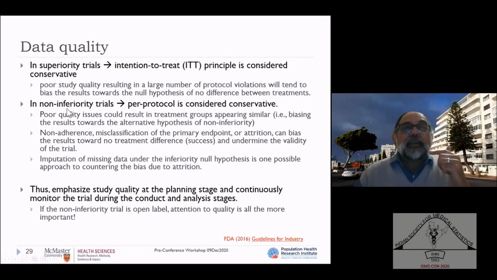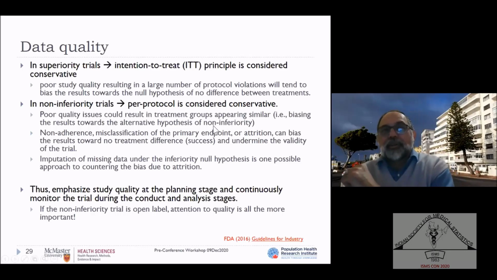Now, in non-inferiority, as I said, per protocol is the norm because it's considered conservative. So poor quality issues could result in treatment groups appearing similar. So you're biasing the results towards the alternative hypothesis of non-inferiority. So poor quality makes you look not inferior. So non-adherence, misclassifications, attrition, loss to follow-ups can bias the results, again, towards no treatment difference and undermine the validity of the trial. So when we have the bias due to attrition, we end up doing imputations for missing data.